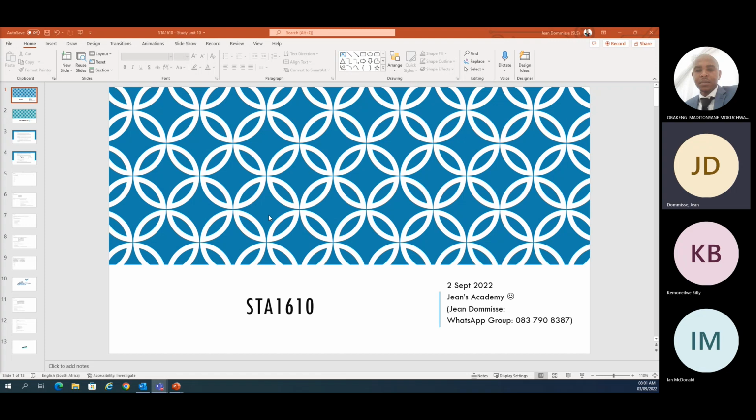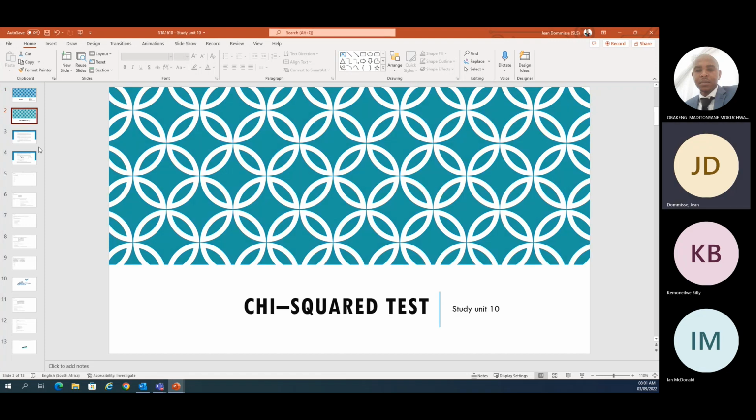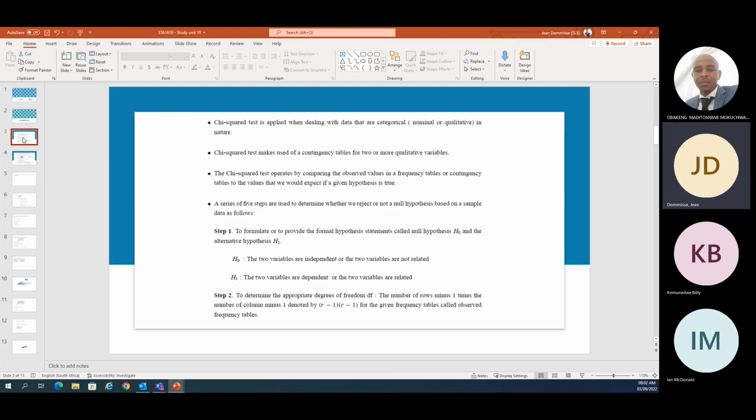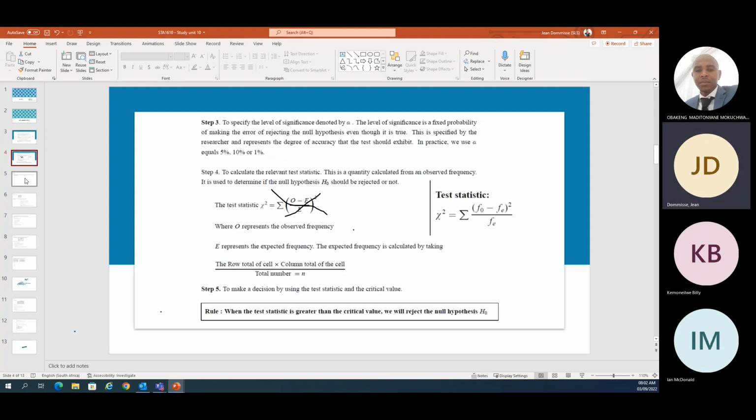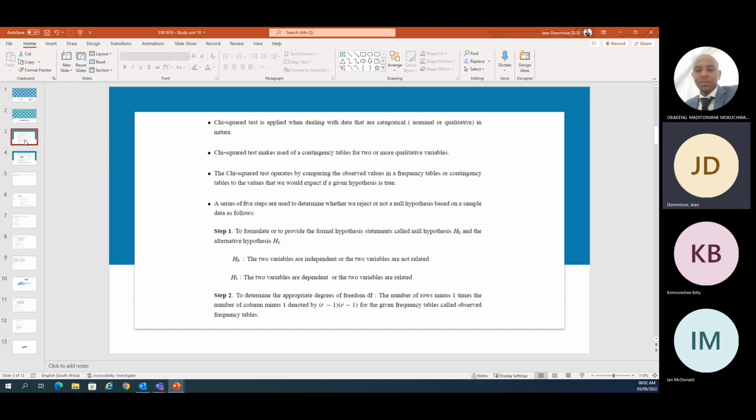chi-square. And there are different names of how people pronounce it. I like to call it chi-square, but there are other names as well. So when we look at study unit 10, I should have brought it into this, and I'll send it to you in any case.